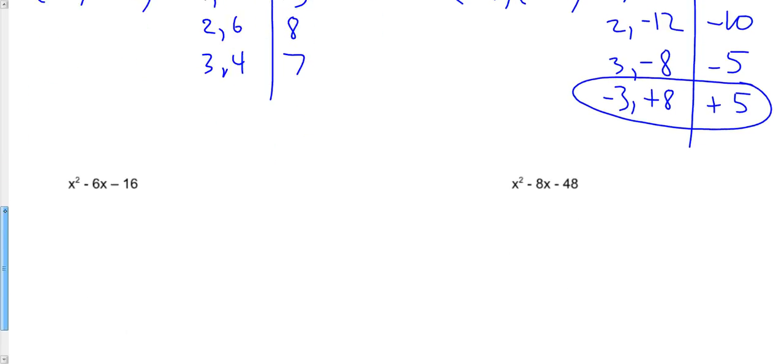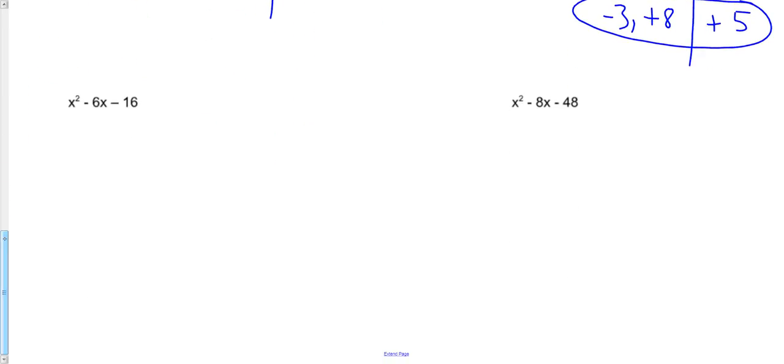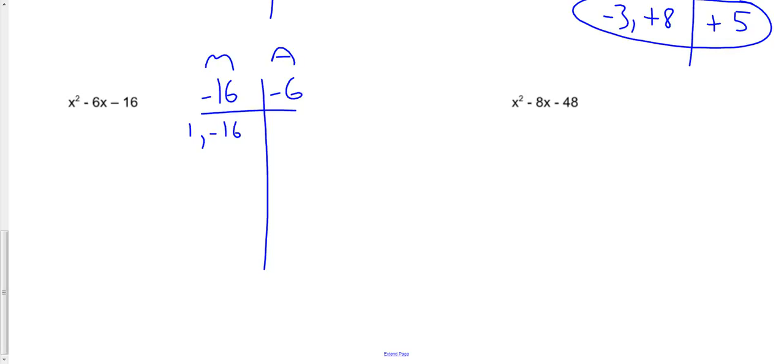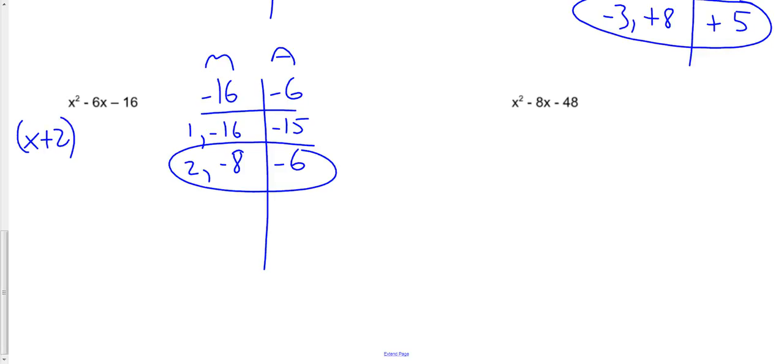If I scroll down to do the couple on the bottom here, again, I need two that are going to multiply to negative 16, and they need to add to negative 6. So 1 and negative 16 gives me negative 15. 2 and negative 8, that would give me negative 6. Okay, so that gives me what I need. So therefore, this 2 and negative 8 meet the requirements. So x plus 2 times x minus 8.